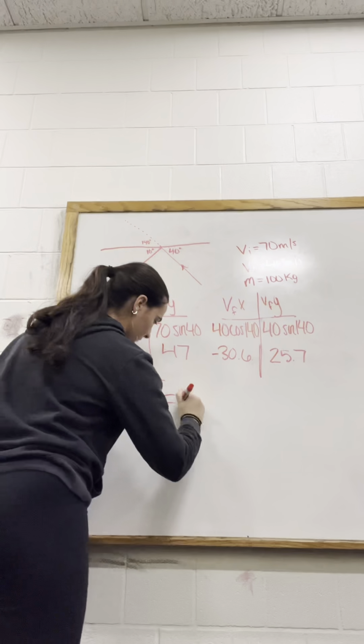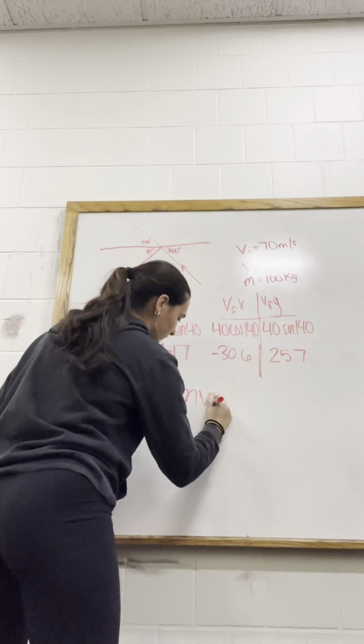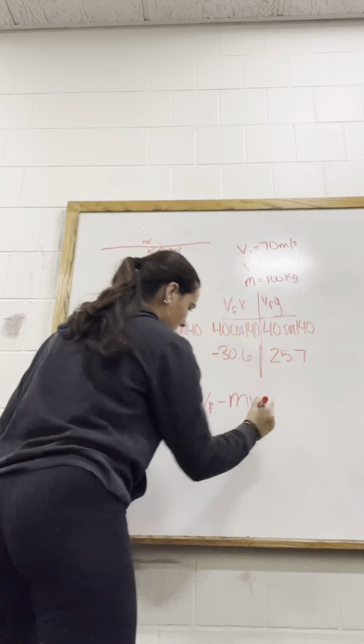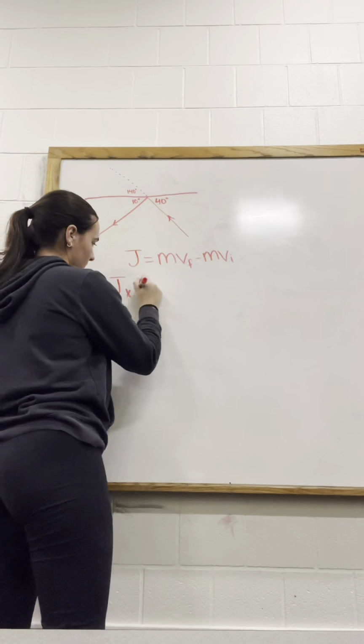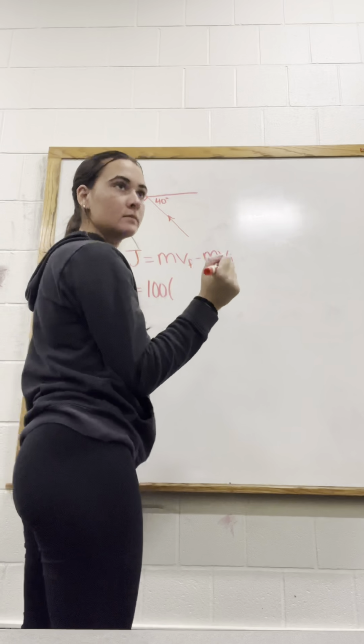Next, we have to find J. We do this by doing mass times final velocity minus mass times initial velocity. We'd have to find this in both the x and y directions.